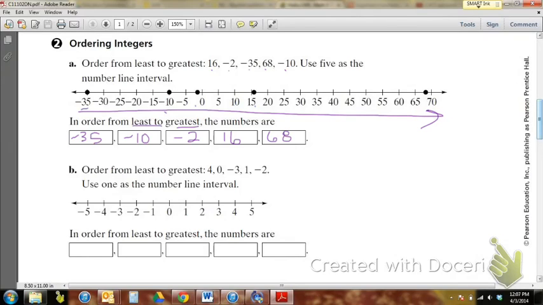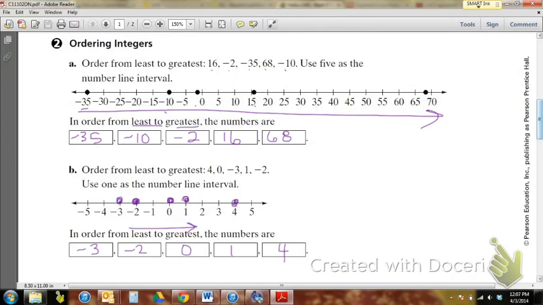68. Okay, so now let's try doing our own. Plot all these on the number line. So positive 4 is here, 0 is here, negative 3, positive 1, and negative 2. Now from least to greatest, I have negative 3, negative 2, 0, 1, and 4.